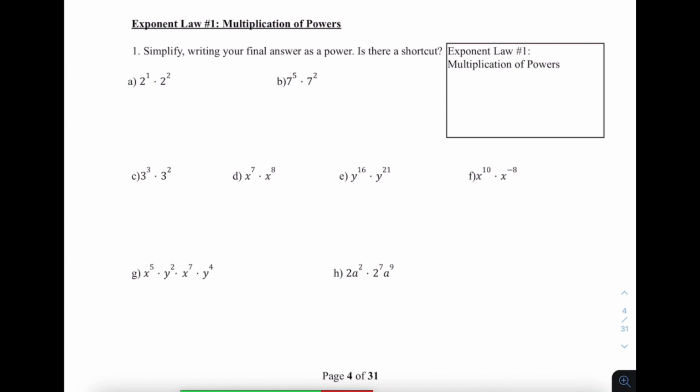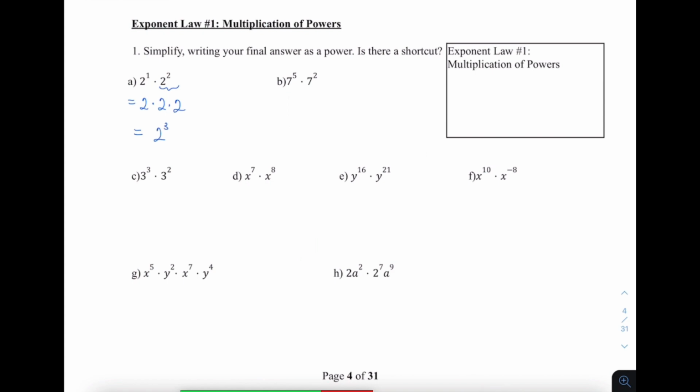All right, let's get to the first of 4 laws that we're going to learn today. What we want to be able to do is create shortcuts when we're working with powers. For example, if I look at A in this case and I wanted to simplify this, well, I know what this represents. 2 to the 1 is just 2. It's not actually repeated, it's just there once. And then 2 to the power of 2 means that I repeat the base of 2 twice. And I can see that this actually makes it 2 to the power of 3.